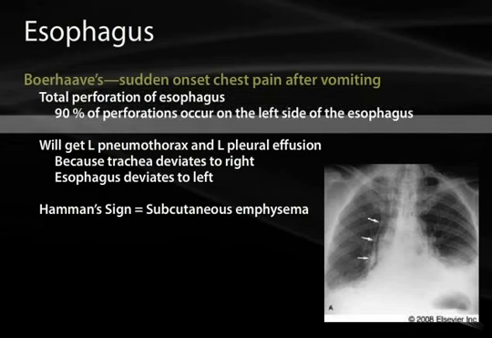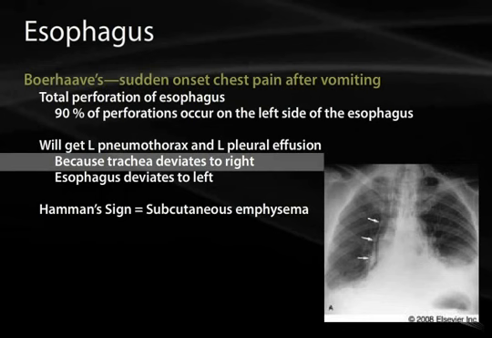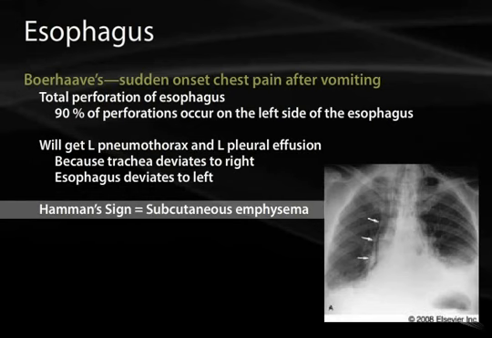the esophagus. They'll develop a left-sided pneumothorax and will often develop a left-sided pleural effusion, with deviation of the trachea to the right and deviation of esophagus to the left. Boerhaave syndrome is a very serious clinical condition and often requires surgery. Hammond's sign is when subcutaneous emphysema is seen in the presence of Boerhaave syndrome because air is present in the mediastinum when it should not be there.